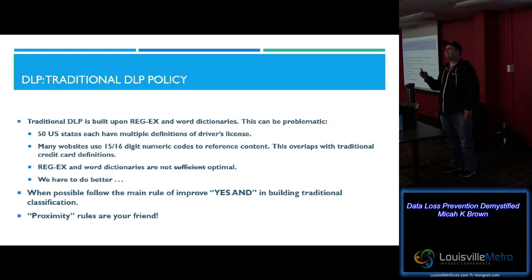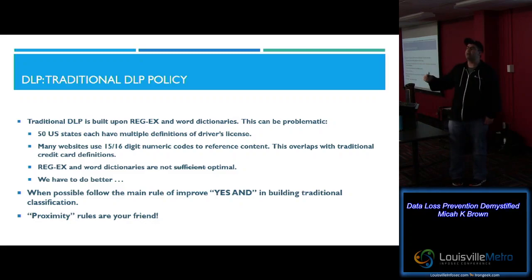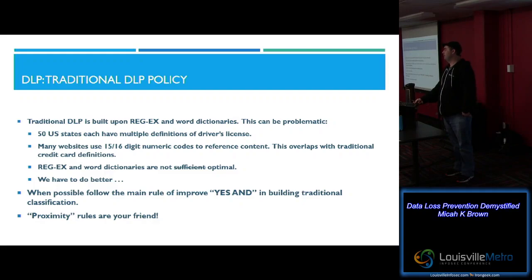When you're building your data classifications, always follow the primary rule of improv comedy: yes, and. I tripped over that; we'll talk about that in a minute. Proximity rules are your friend, where you're looking for condition A and condition B within so many characters of each other. They are a huge win.